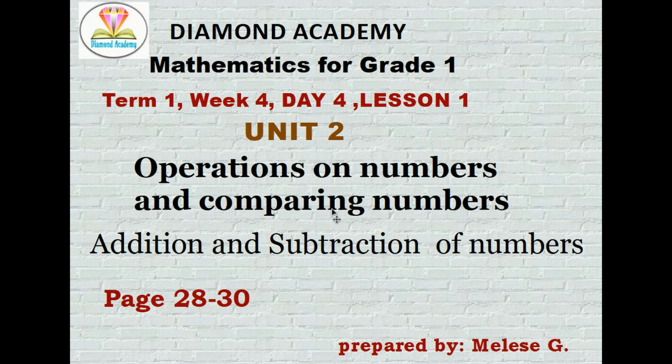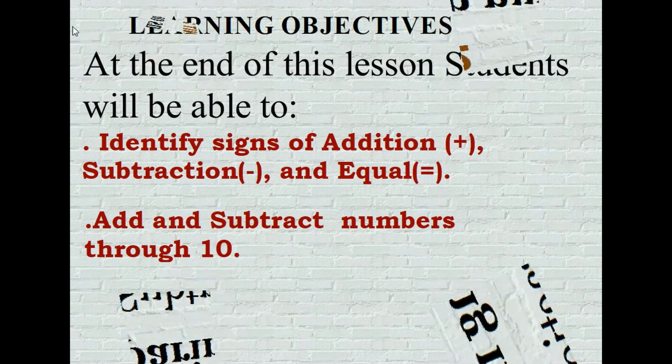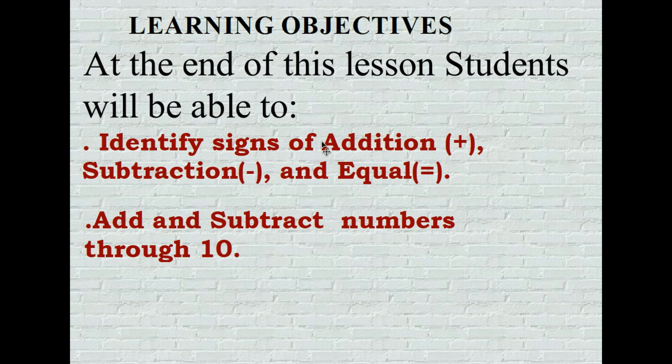Last time, as you remember, we already started chapter 2, operation on numbers and comparing numbers, right? Today, in this lesson also, we will see more examples of addition and subtraction of numbers. Our discussion page would be page 28 and 30, right? At the end of this, you'll be able to identify signs of addition, subtraction, equal signs, and also perform addition and subtraction of numbers through 10.